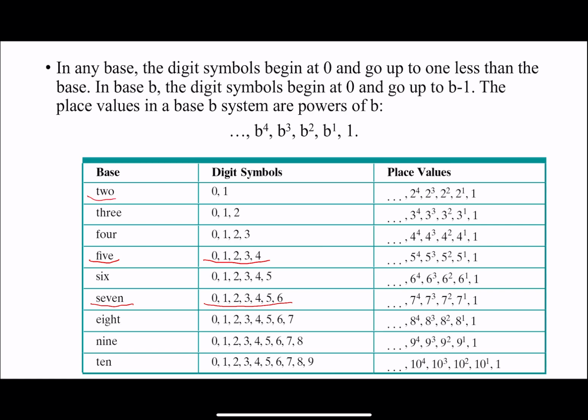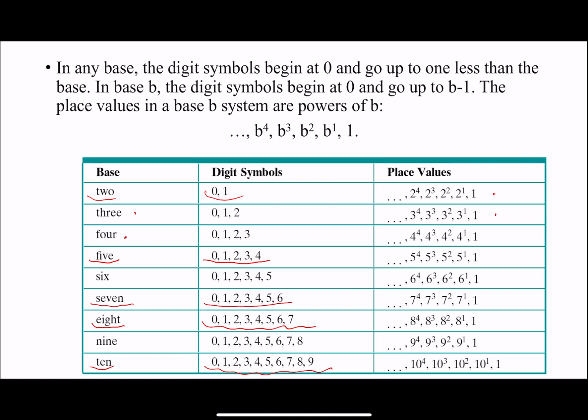Base 2, the digits that are allowed are 0 and 1. Base 10, as you see, from 0 to 9. Base 8 from 0 to 7, right? So base 2, the place values are powers of 2. Base 3, the place values are powers of 3.